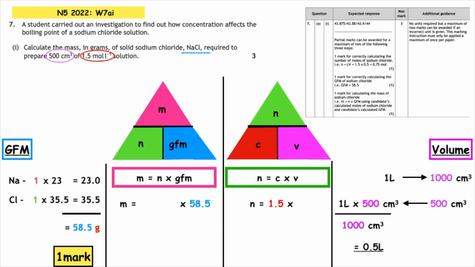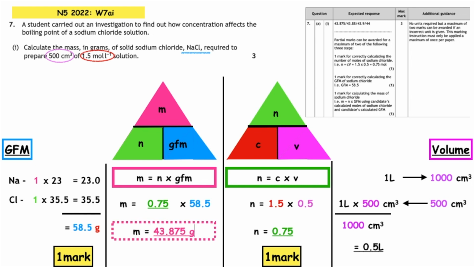I can insert that into my calculation, and when I put that into the calculator, I get the number of moles as 0.75. I can now put that into my mass calculation, so I'll have 0.75 times the 58.5 for the gram formula mass, which will give me a mass of 43.875 grams.